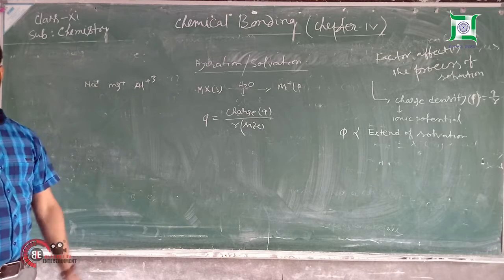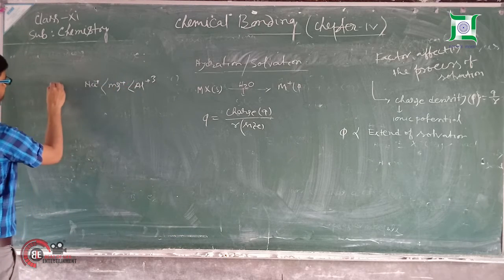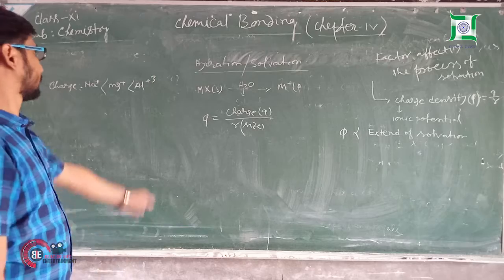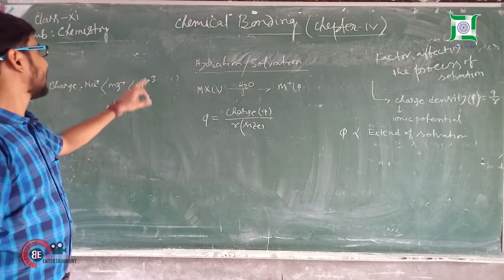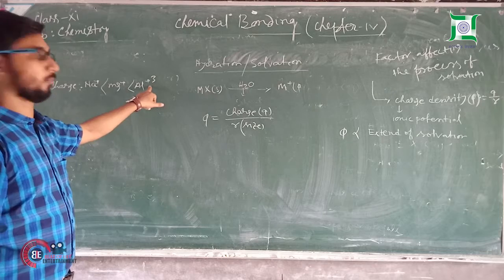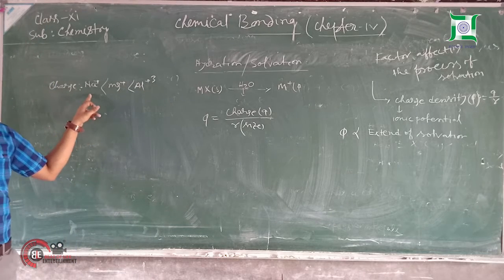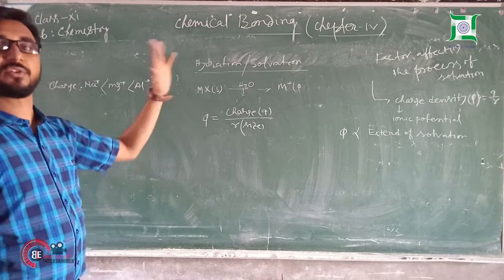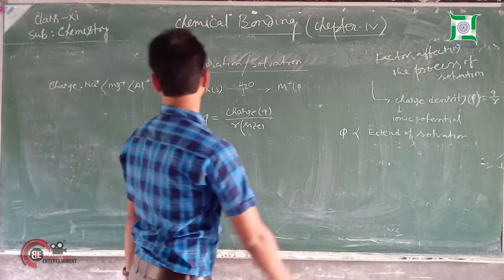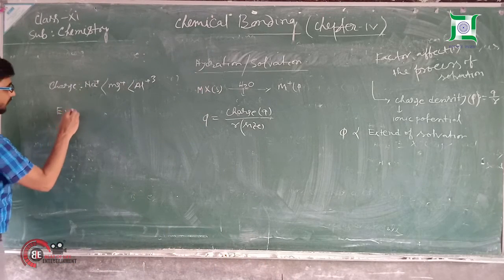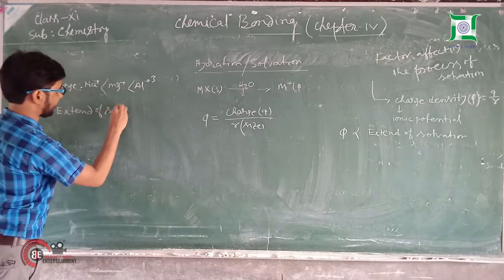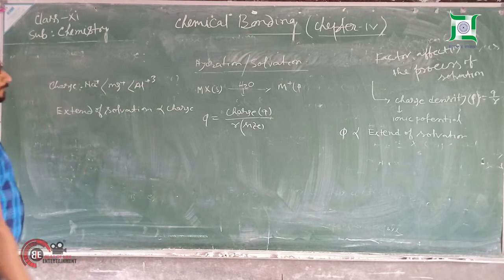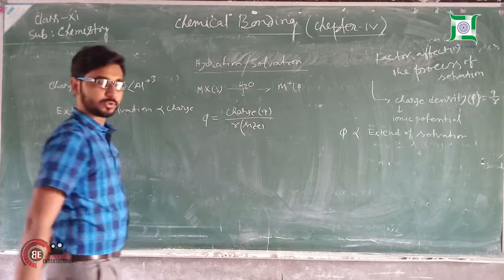Among these three cations, Al possesses 3 units of positive charge, so the extent of solvation will be maximum for aluminium and minimum for sodium, because it has only one unit of positive charge. So with the increase of charge, extent of solvation increases. So we can say extent of solvation is proportional to charge. Another one, phi is inversely proportional to size.